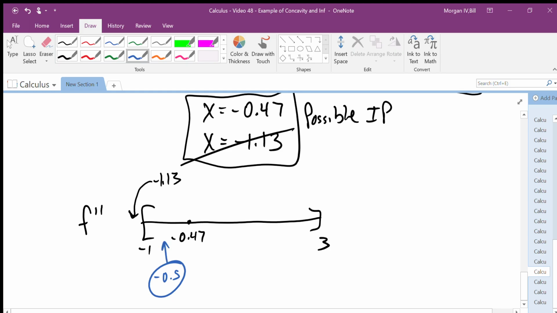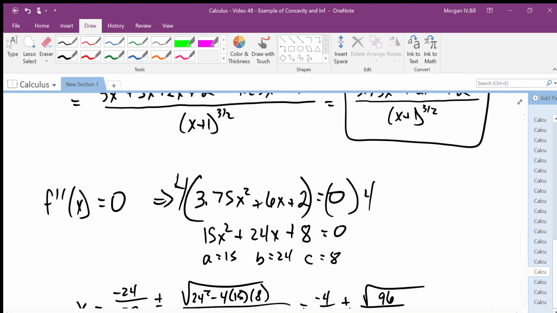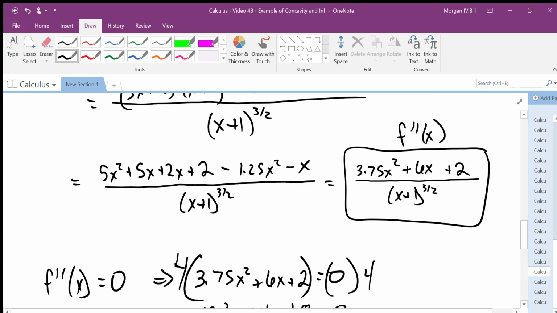And between negative 0.47 and 3, I like 0, any option. Anytime I can, I'll take a 0. And we're going to plug those into the second derivative. And let's remember that the second derivative is, oh, I forgot something. Well, I'll come back to that. Is this thing here for the second derivative. It's this. What did I forget?